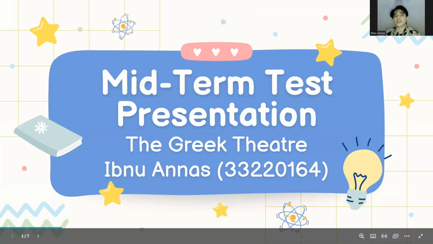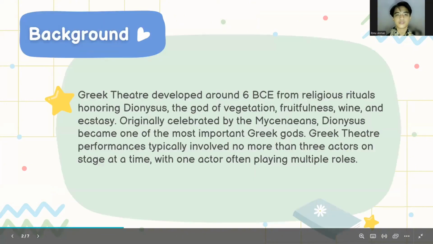My name is Ibnu Annas. I'm from UPSI Margonda. Today, I'm going to do my midterm test presentation about the Greek theater in English drama, with my student ID 33220164. So today, I'm going to explain about the Greek theater.